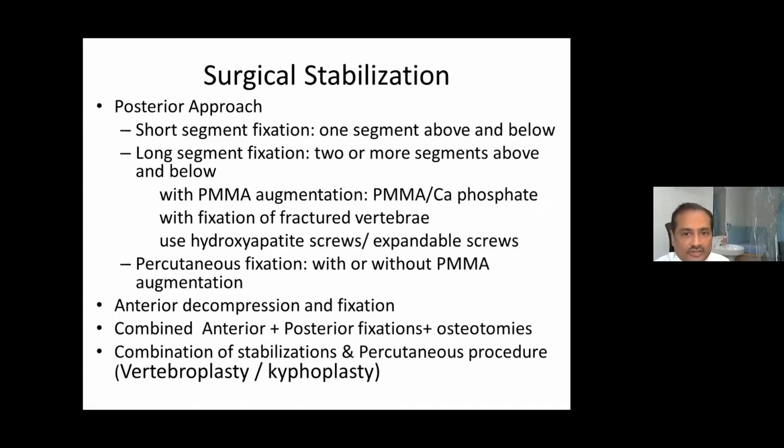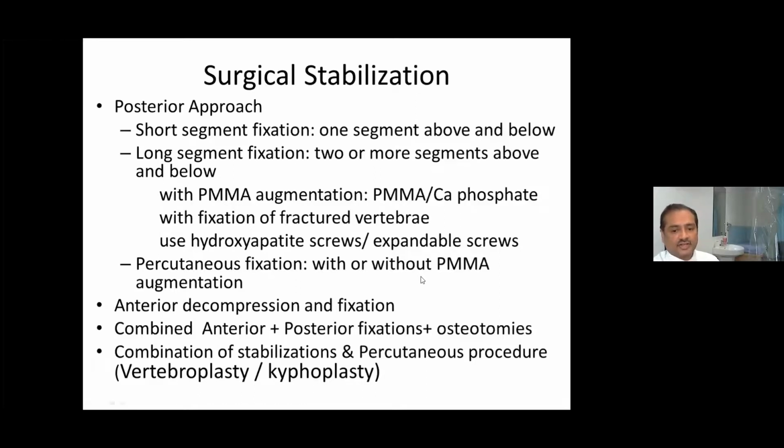These surgical techniques are basically posterior techniques, and there are different options: a short segment, which is one segment above and below the fracture, or a long segment, two or more segments above the fracture, maybe with cement augmentation with PMMA or calcium phosphate. It may also require fixation of the fractured vertebra for better correction of the deformity, or expandable screws. However, the same techniques can be done with percutaneous fixation, with or without polymethyl methacrylate augmentation.